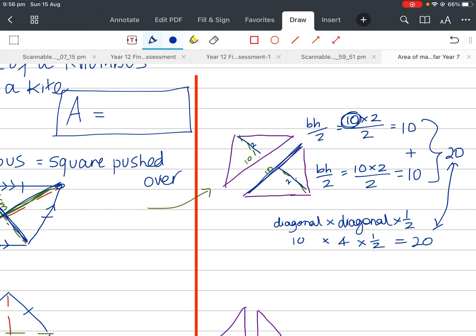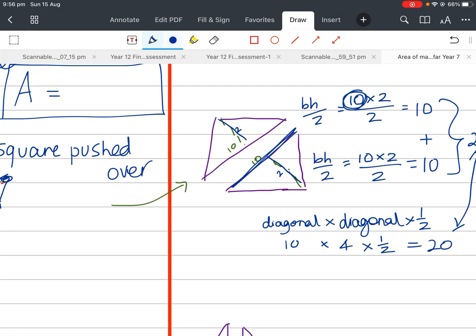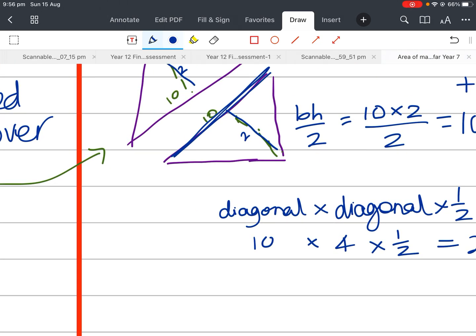Now, just to show you, instead of using the words diagonal, sometimes they use that in America. They say D1 and D2. What we use in Australia, however, is we call, so let me do a rhombus again.